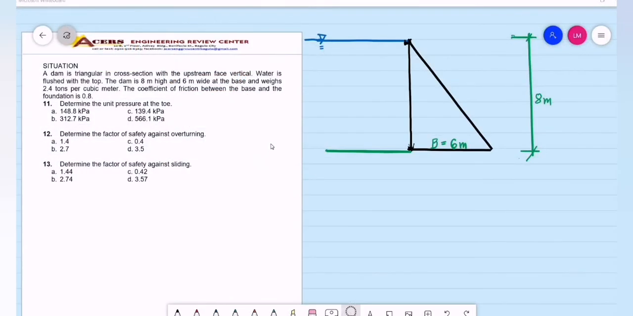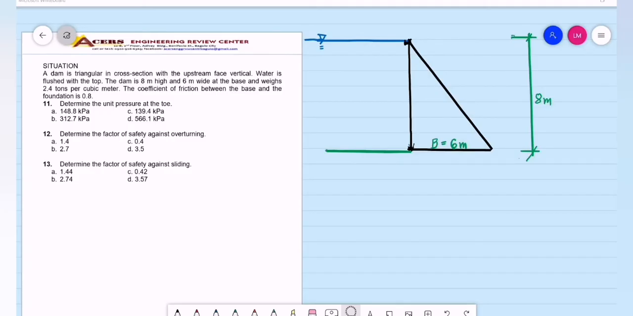So let's have this example. A dam is triangular in cross-section with the upstream face vertical. Water is flush with the top. The dam is 8 meters high and 6 meters wide at the base and weighs 2.4 tons per cubic meter. The coefficient of friction between the base and the foundation is 0.8. Number 1, determine the unit pressure at the toe.